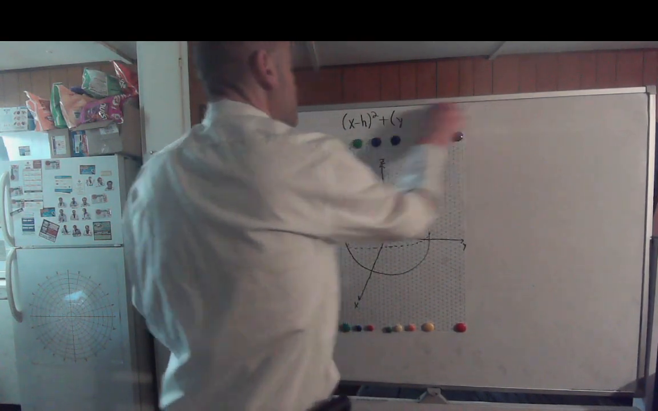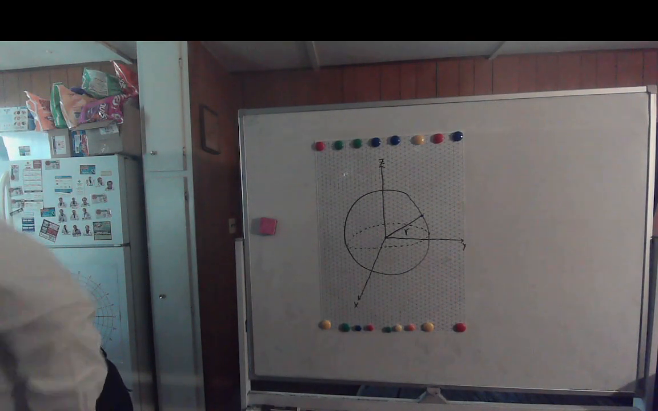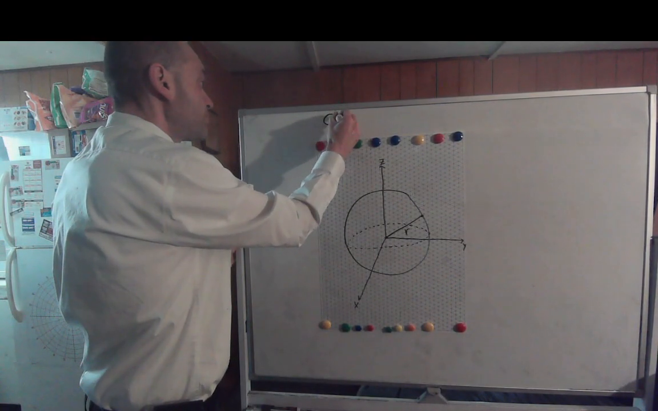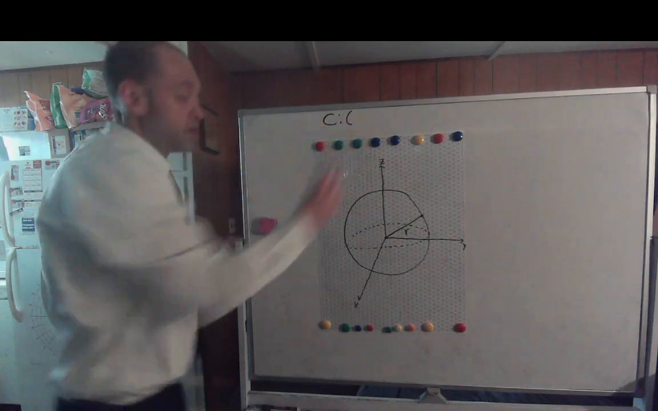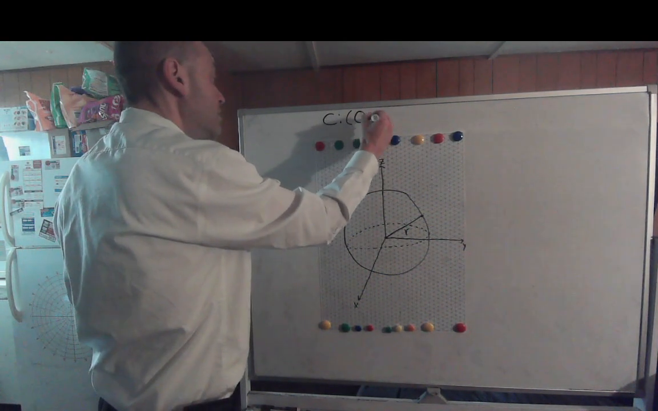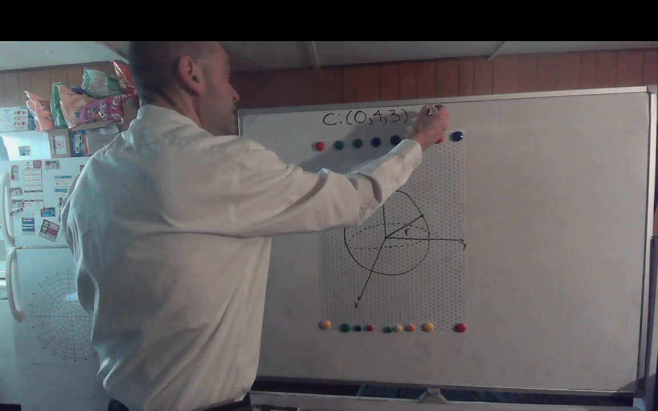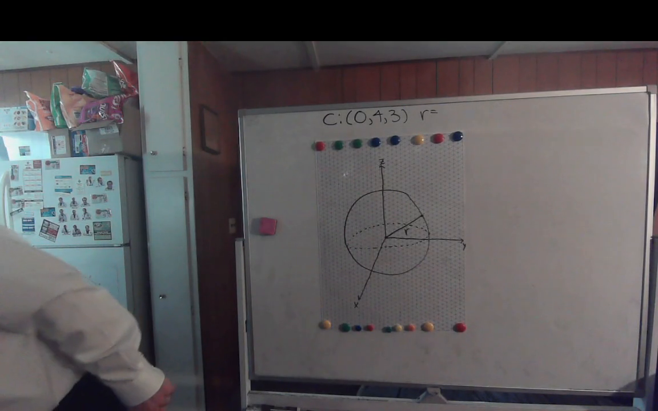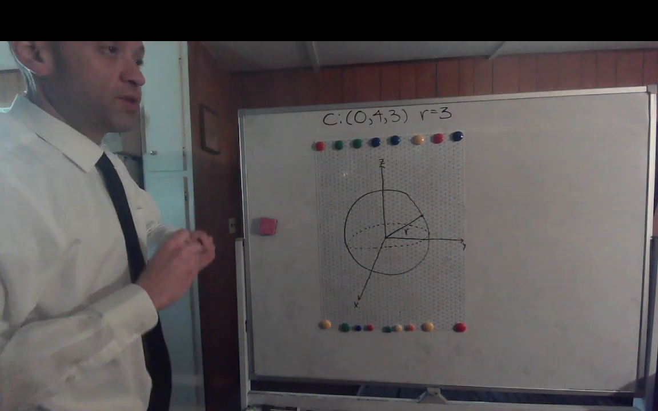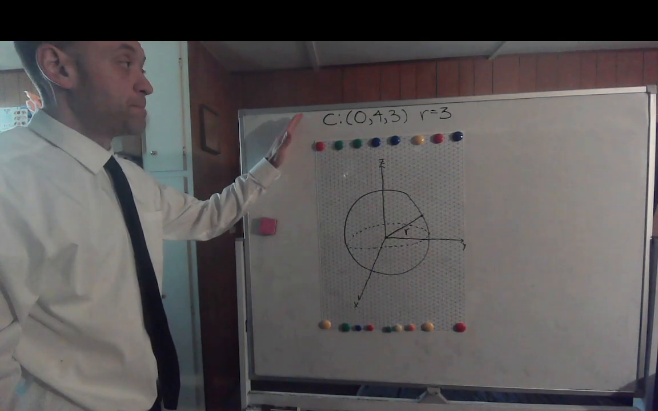So let's do a few of these here. Let's first start out by being given the center of a sphere at 0, 4, 3, and the radius equal to 3. So we're given the center and the radius of a sphere. We need to find the equation of that sphere.